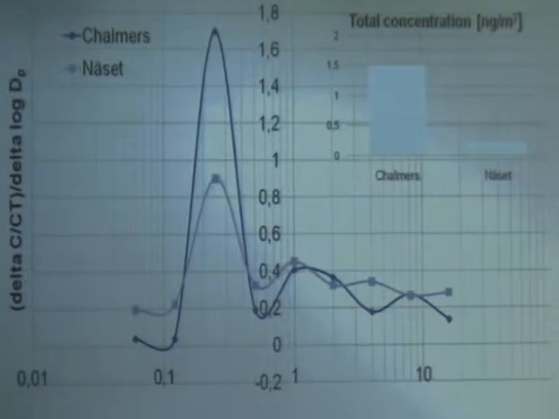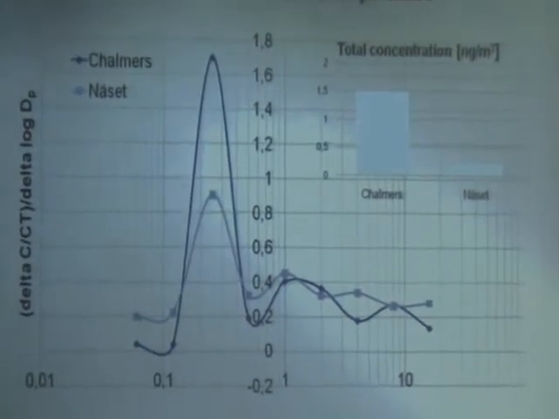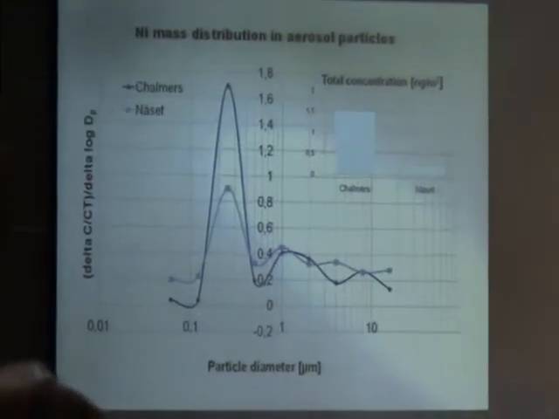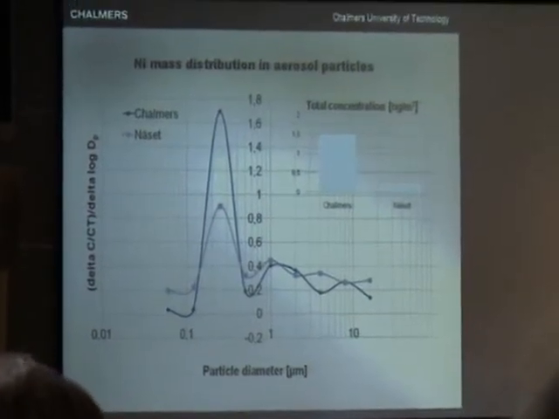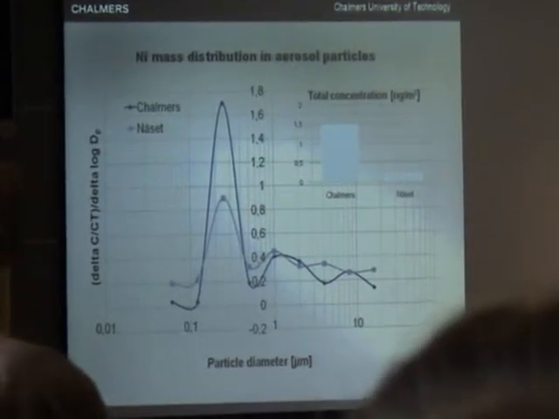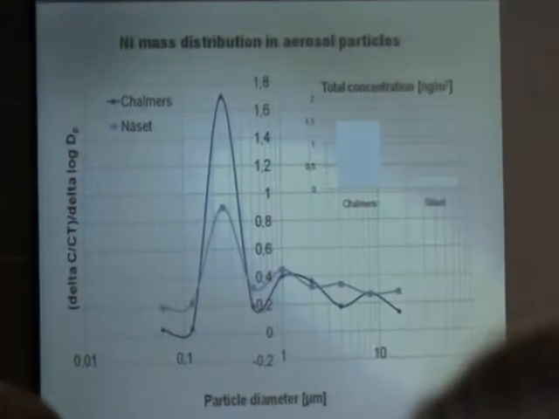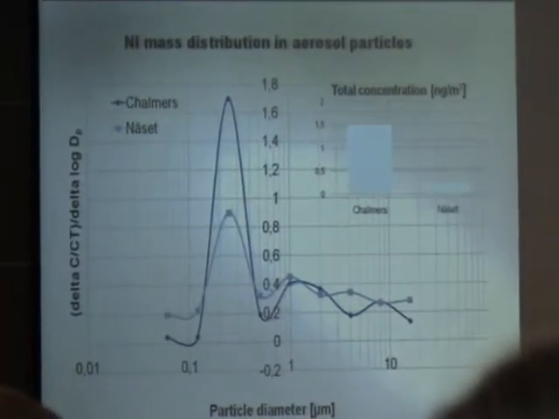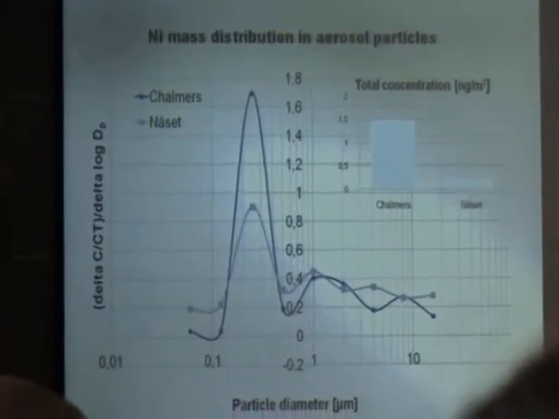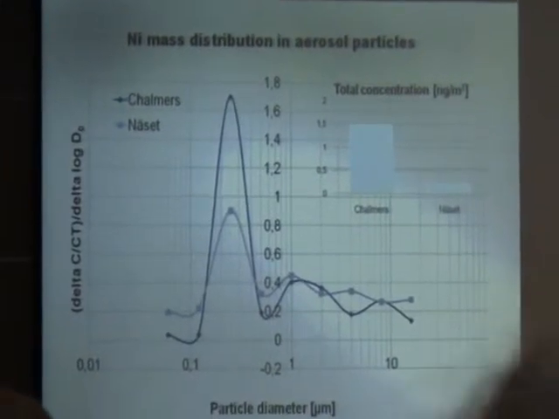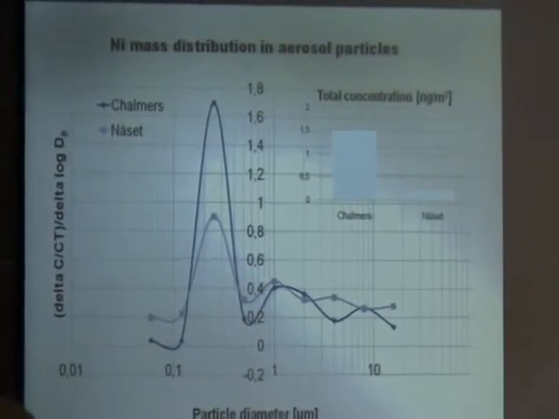Here we see nickel, and we see that at both sampling sites the peak in the submicron range is highest. This is because nickel is a trace element of mostly anthropogenic origin. It arises, for instance, on combustion of coal or oil.